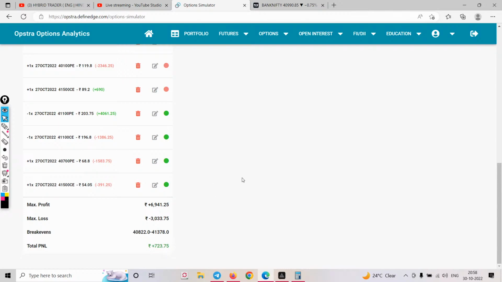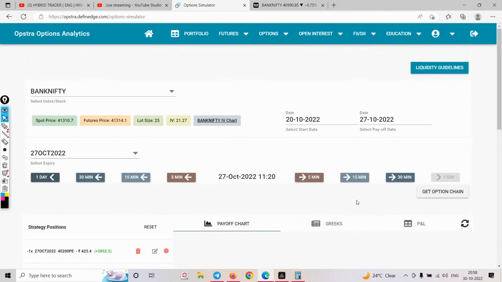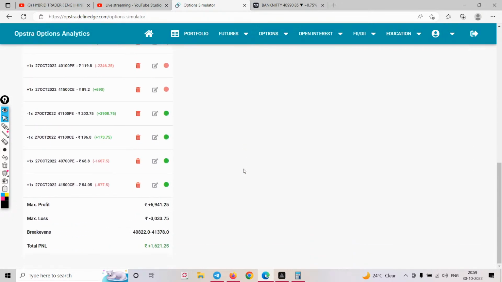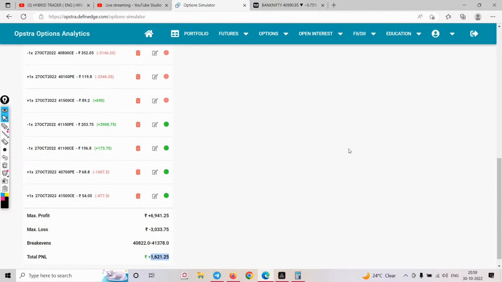I'm not at all in a panic situation. I'm not looking at any profit. I was able to save my 7,000 loss. My original iron fly was giving me a minus 7,000 loss, but at the end of the day, I'm at 733. Okay, 723 profit. 30 minutes. Let me show you. Slowly 1,621. I will close the trade. That's it. When my original iron fly was giving me a 7,000 loss, by doing some normal adjustments, I was able to save my capital.